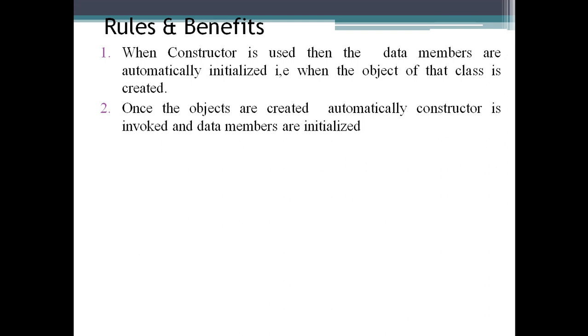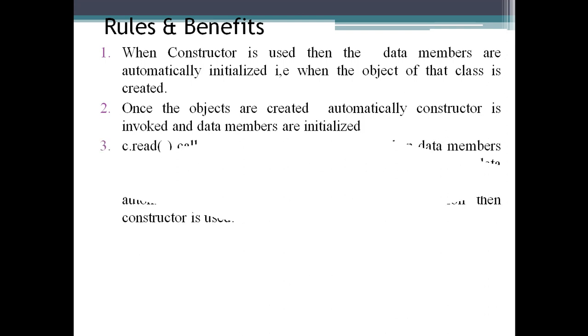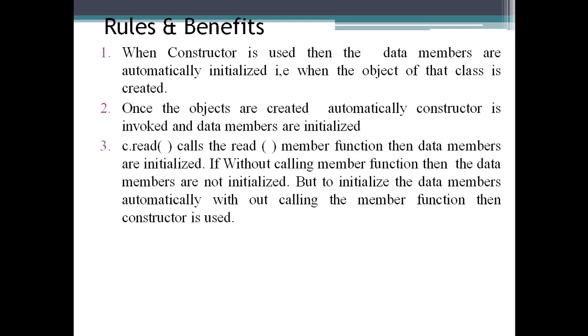So without calling a particular method, the constructor by default takes the data and updates its value. Considering the same program as an example, c.read calls the read member function, and then the data members are initialized. If the member function is not called, the data members are not initialized. But to initialize the data members automatically without calling the member function, we use the concept called constructor. Taking the previous example, we access the particular data members with the help of the constructor concept.